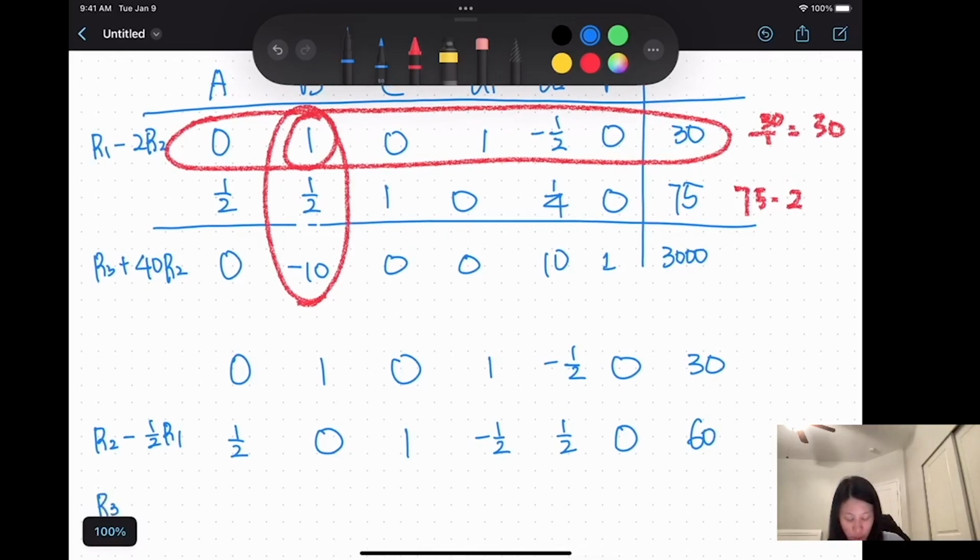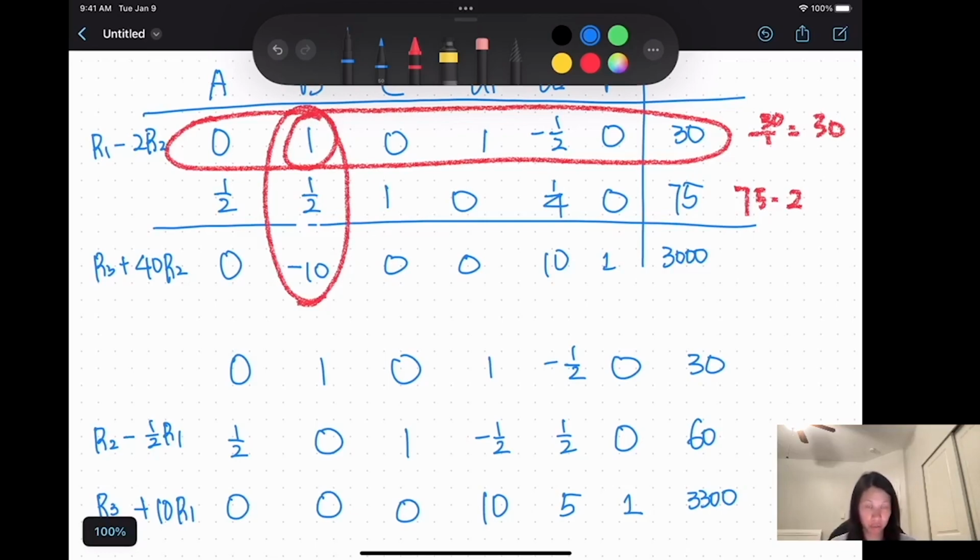Okay, so the next one is I want to get rid of the negative 10. So what I want is the third row plus 10 times R1. So I have 0, 0, and then this one is also 0. This one is 10, and 10 times negative 1/2 is 5. This is 1, and this one is 13,300. All right, so here we can stop because we attained what we want.